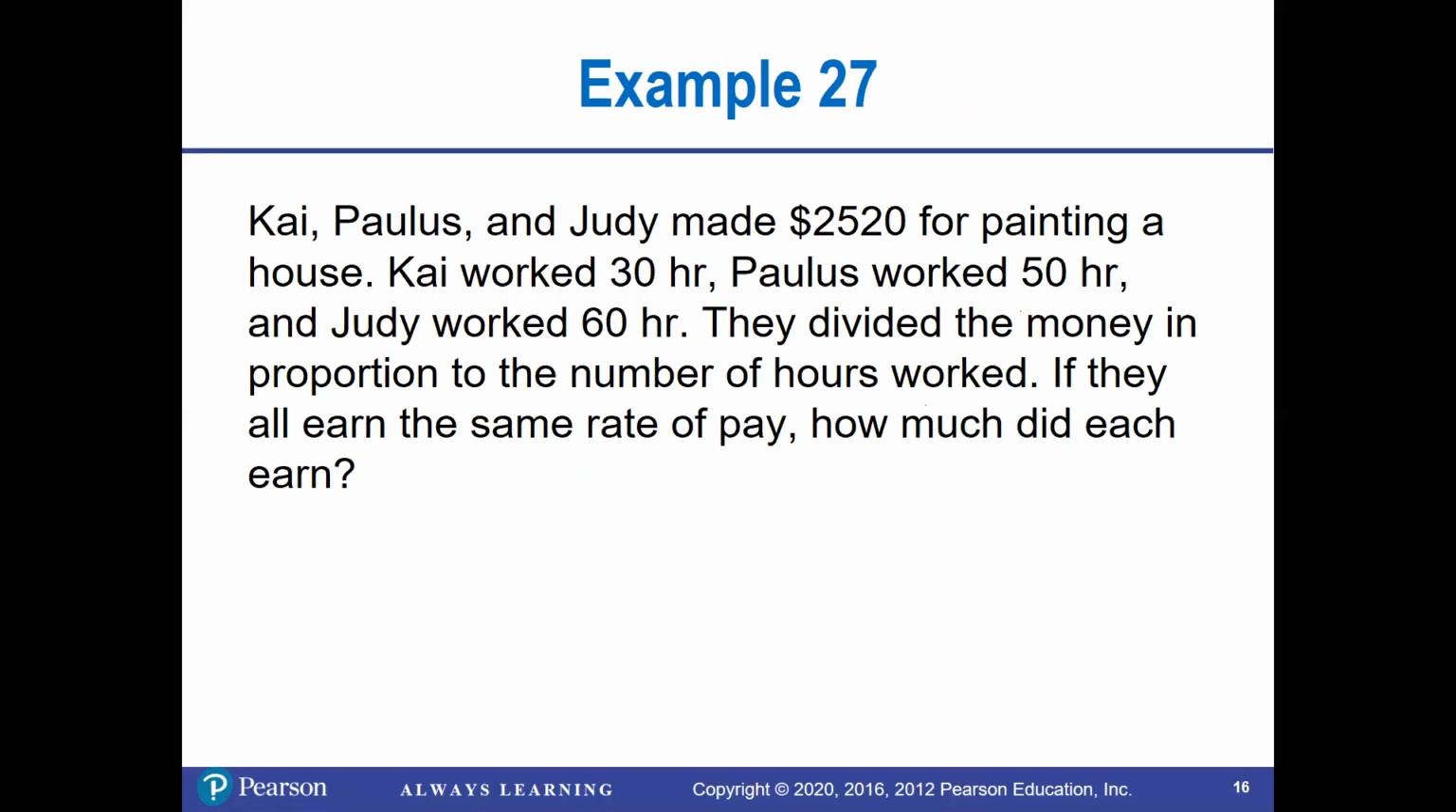All right, so I do know there's a homework question, I think even a test question like this one, so you want to make sure you like this one. We have 3 people. They made $2,520 for painting a house. Kai worked 30 hours, Paulus worked 50 hours, and Judy worked 6 hours. They divided the money proportionally amongst them for how much they worked. How much did each of them earn?